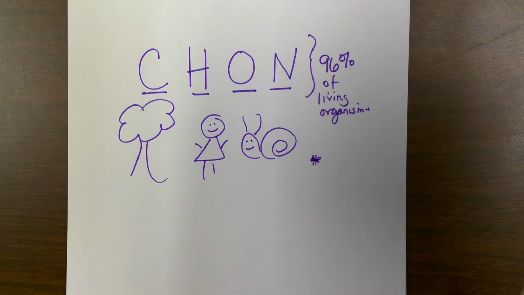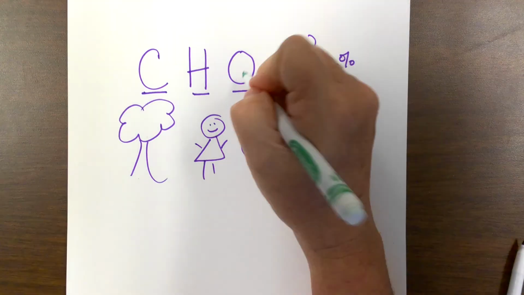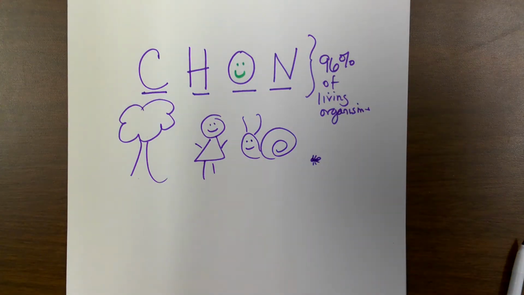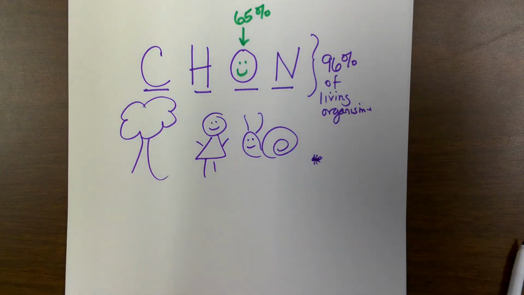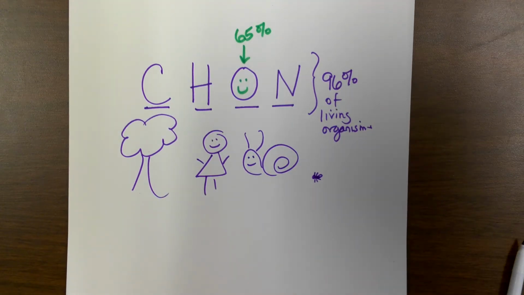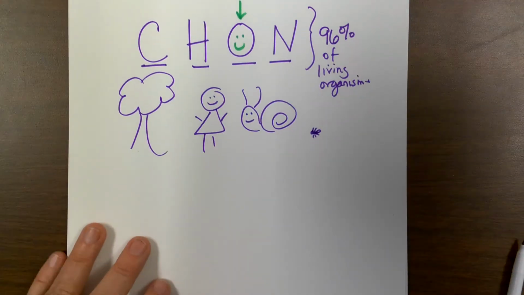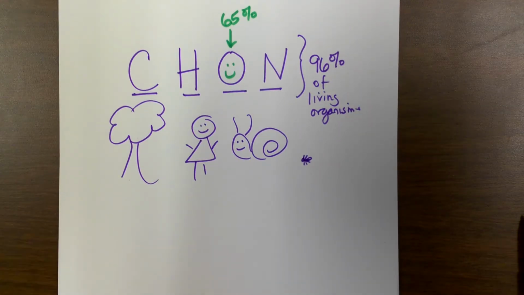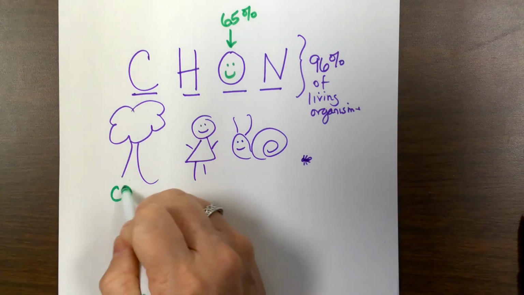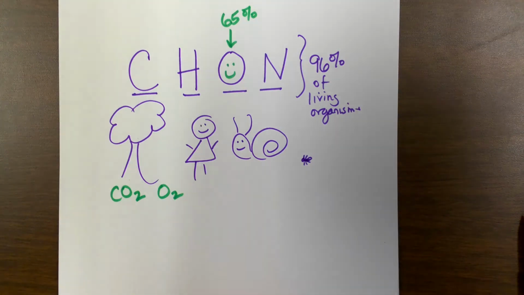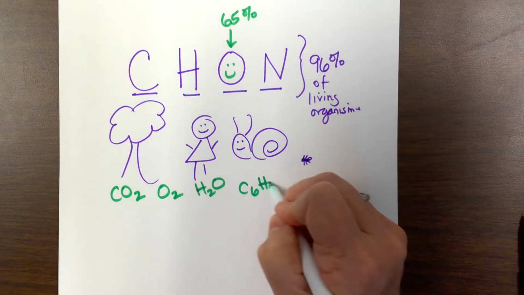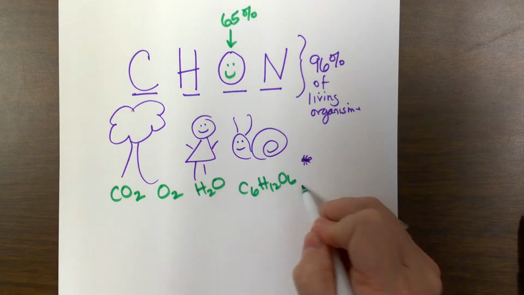Now, the most abundant of all of these is oxygen, okay? And so in your body, oxygen represents 65% of you. Now, you're not just filled up with oxygen gas. Oxygen combines with lots of other things and creates compounds. So, oxygen can be found in the form of CO2. It can be found in the form of O2, which is two oxygens bonded together. It can be found in H2O. It can be found in C6H12O6. So, et cetera, et cetera, et cetera.